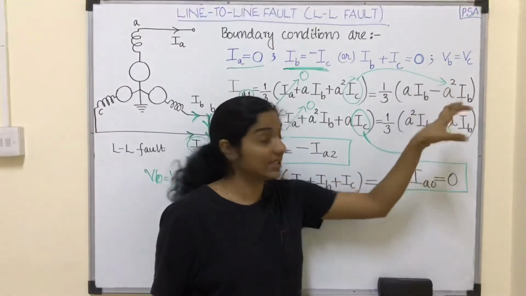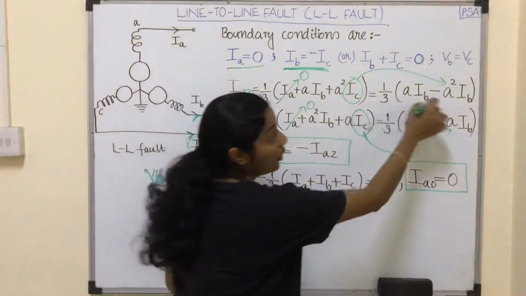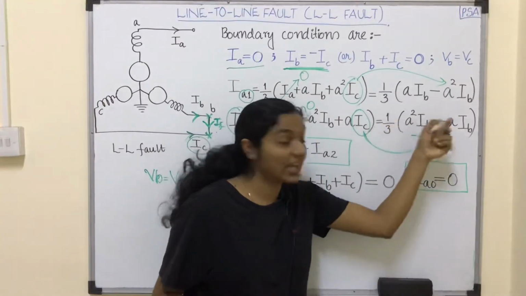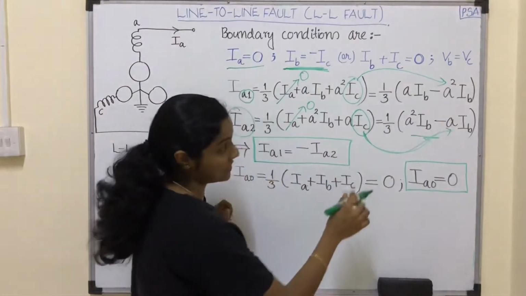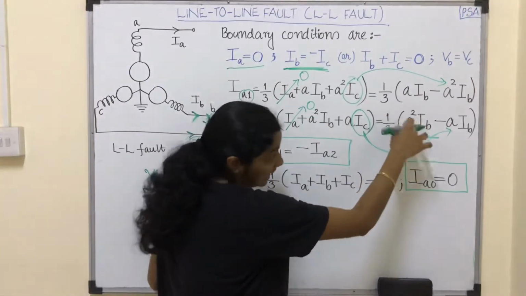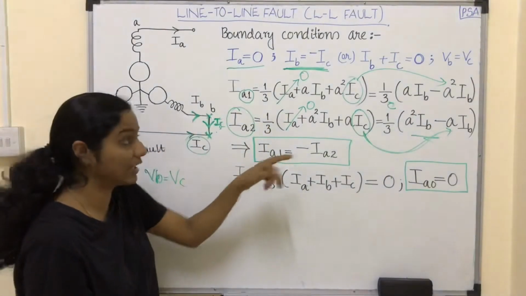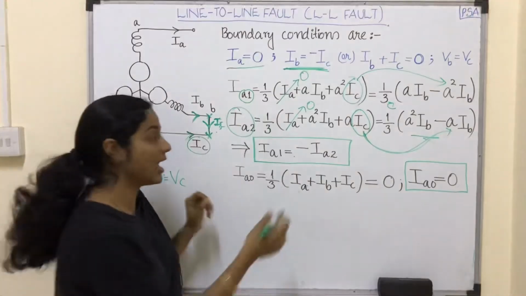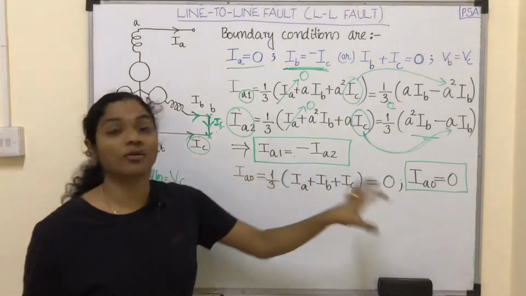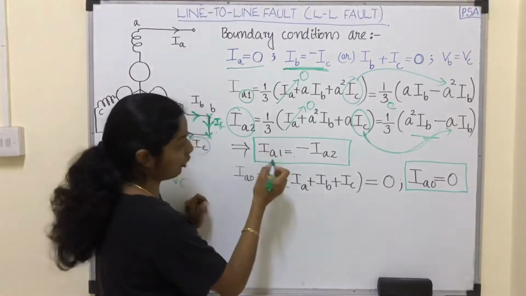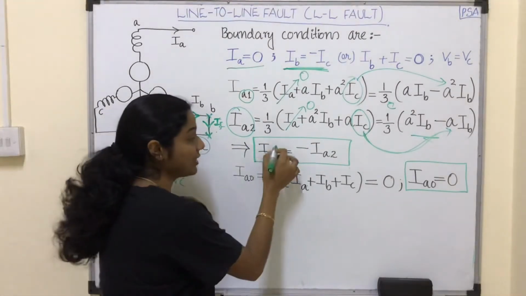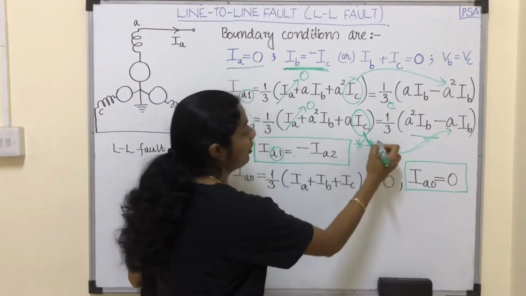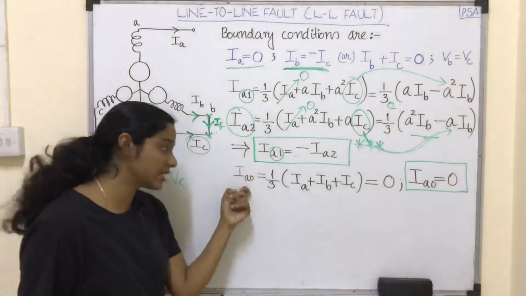And when we look into these two results, both are the same, with a difference only in the negative sign. If we multiply this term with a negative, then we will get this result. That means IA1 is equal to minus IA2, or in another way we can say IA2 is equal to minus IA1. Both results are correct. But normally with reference to the positive sequence current we write the result, that is IA1 equal to negative of IA2.